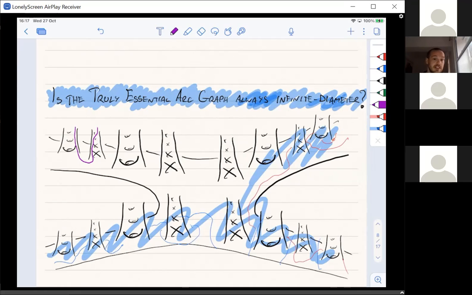So no matter how crazy, I can take 2 arcs that are completely crazy and intersect a million times, or infinitely many times even, but I can always find some truly essential arc which is disjoint from both. So this thing here is diameter 2. So that's a shame.